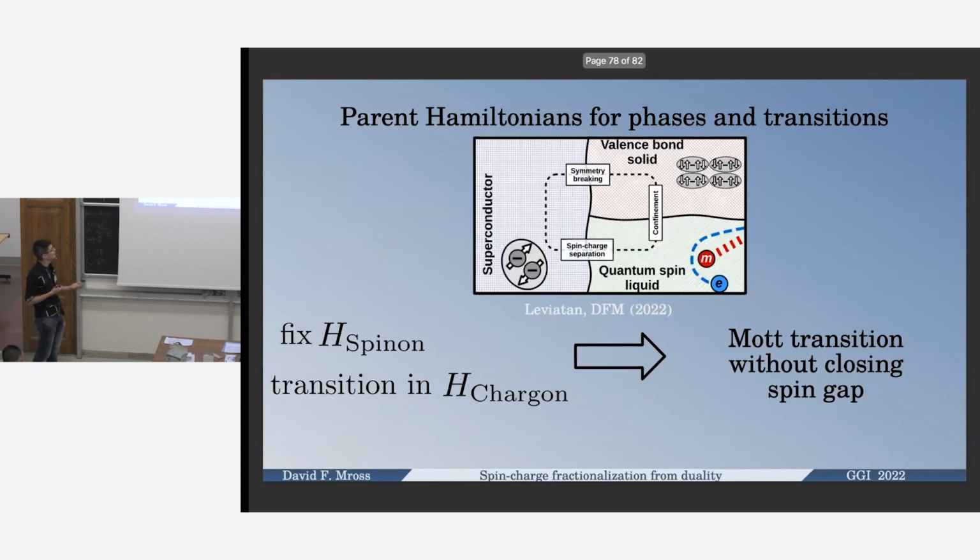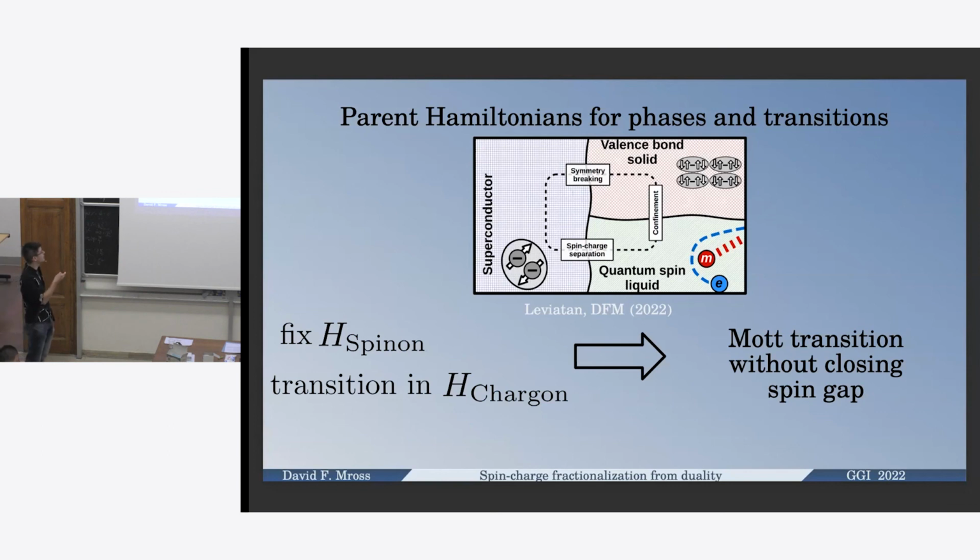For example, if you think about superconductors, there's a natural way you can think of a superconductor depending on what's going on. It can undergo a transition into a quantum spin liquid. That's a phase where your spin gap would remain. As you go from here to here, the charge undergoes a transition. You get from a superfluid to an insulator. Your spin gap remains finite all the time.